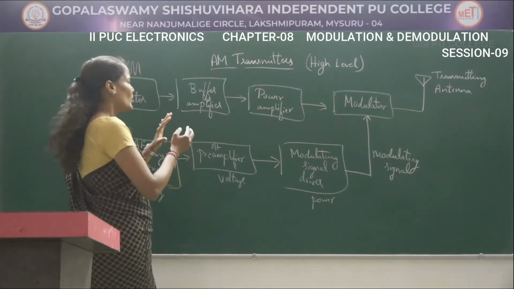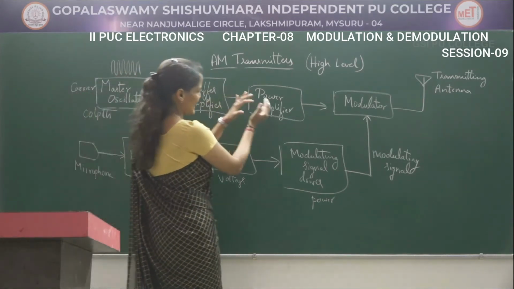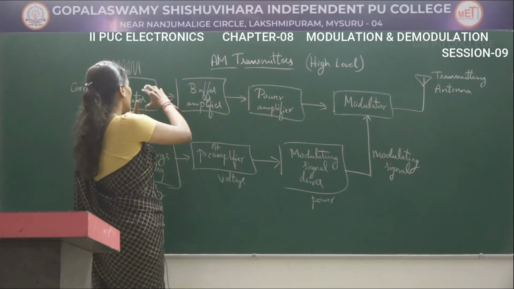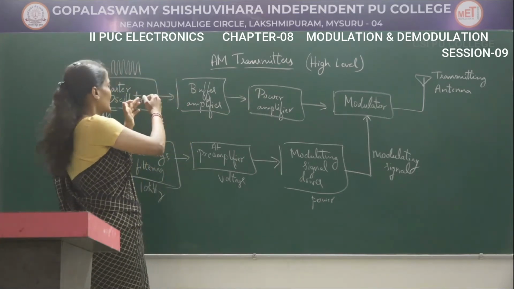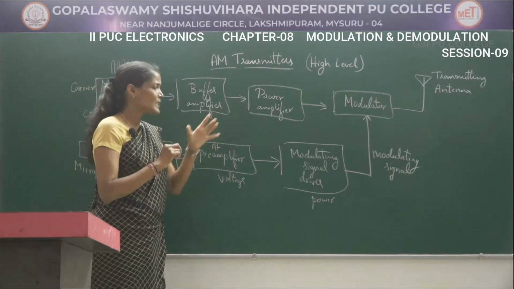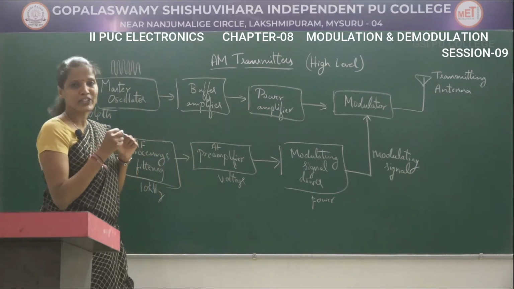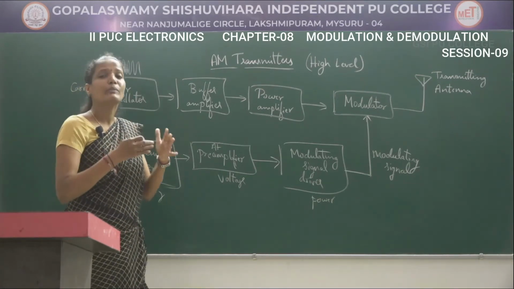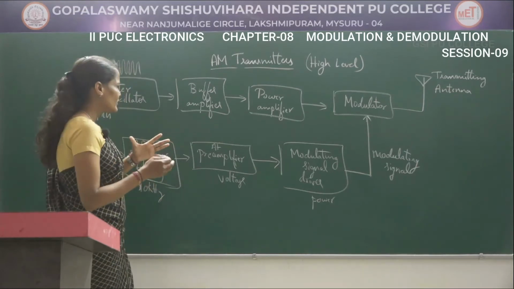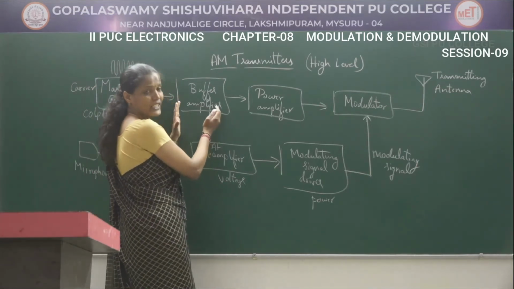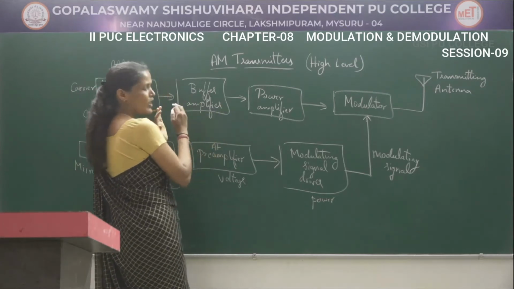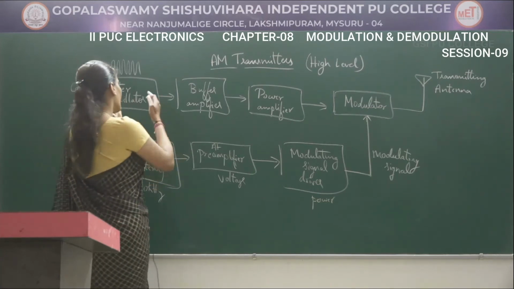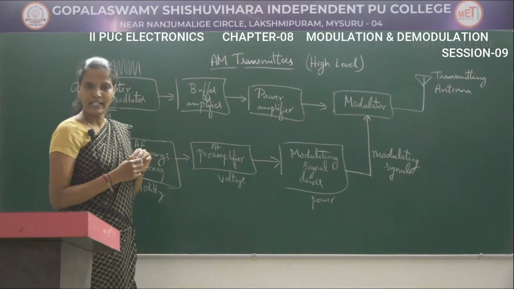This buffer amplifier will isolate the master oscillator and the power amplifier. If this is not done, the power amplifier will draw a large current from the master oscillator. Whenever the power amplifier draws a large current from the master oscillator, the frequency of the carrier signal will not be stable. It will vary with time. So we are going to use a buffer amplifier in order to isolate these two. Along with that, we use this buffer amplifier to match the impedance of the master oscillator and the power amplifier.